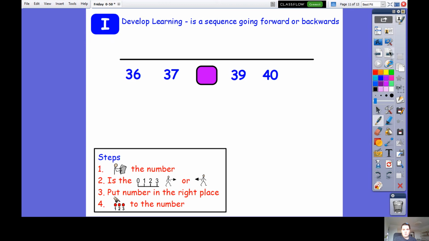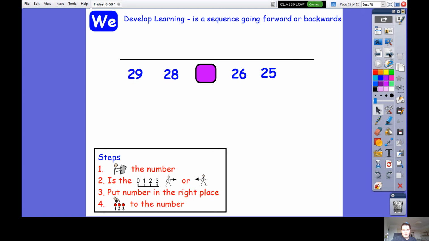So now I can put the number in the right place by counting onto the number. Okay, so I've got 36, 37, my missing number, what do we think it might be? 38. So I'm going to write my 38. I'm going to check to see if I was right. 38. Absolutely, well done. My number line was going forwards. My missing number was 38.